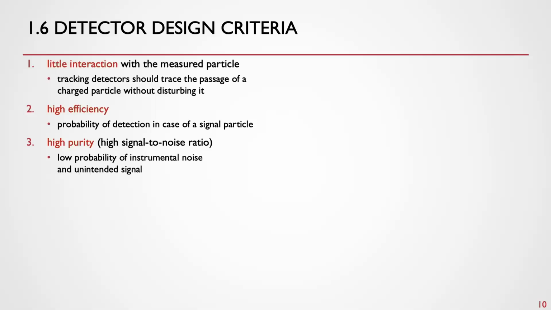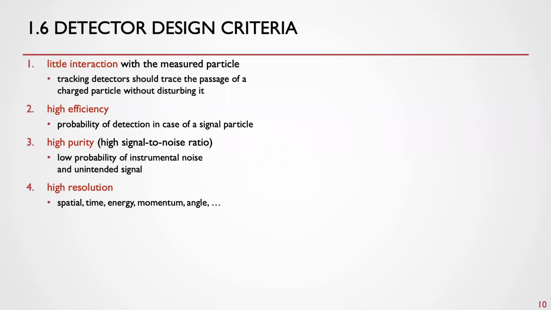In statistics, these two errors are typically called type 1 and type 2 errors. So high efficiency means you do have a signal, but you miss it. High purity means you have a fake signal and you reject it. Both of these features are desirable and should be simultaneously optimized when constructing a detector.